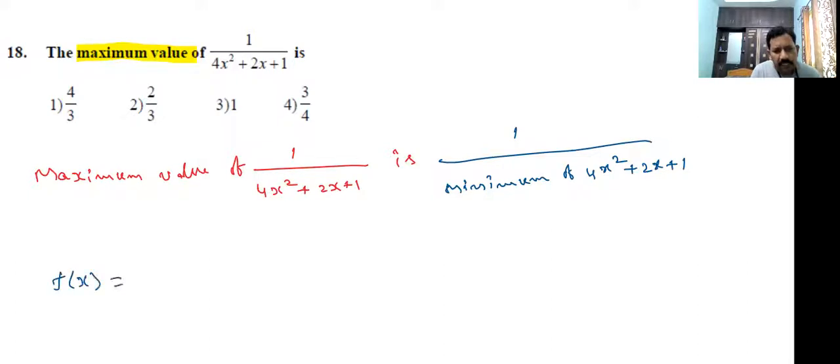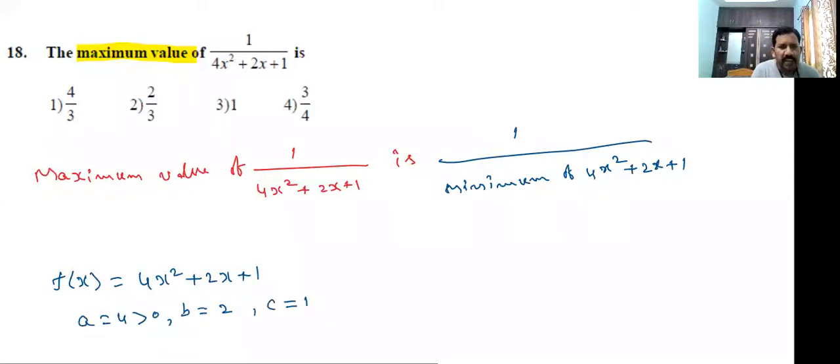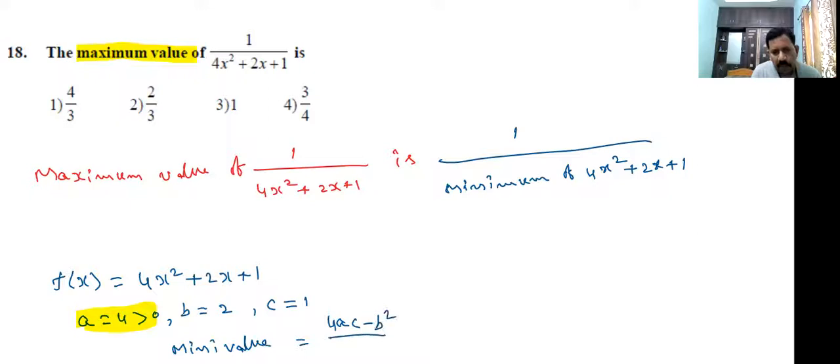See, the given expression, we can write like this: 4x square plus 2x plus 1. What is the value of A here? 4. It is greater than 0. B is 2, so for B there is no need to write greater than or less than, just write the values. By observing A, we can say A is greater than 0, so the given expression has a minimum. So what is the formula for the minimum value? Same, 4AC minus B square by 4A. Substitute those values here.